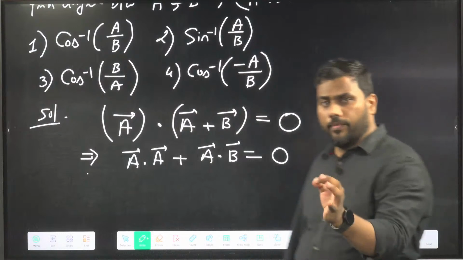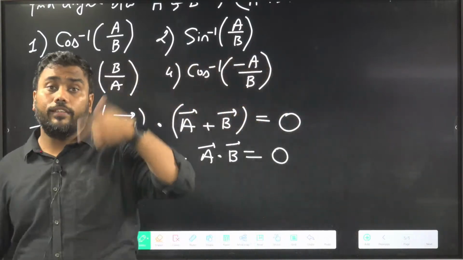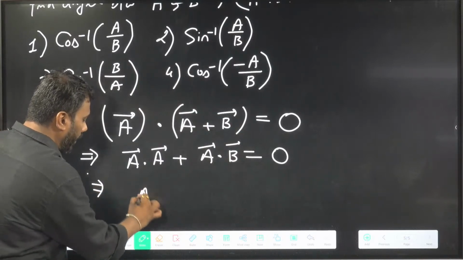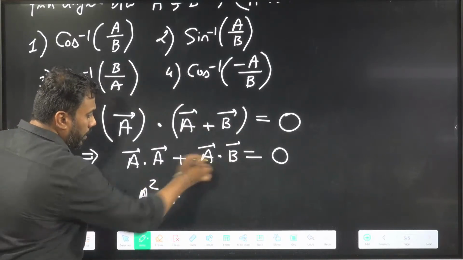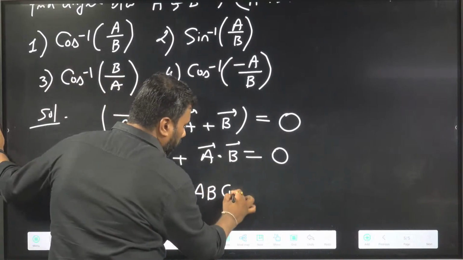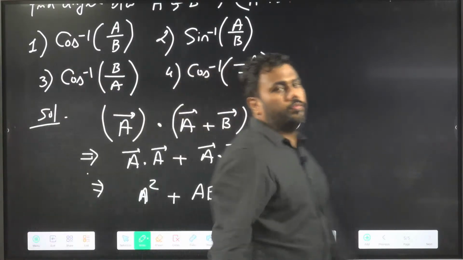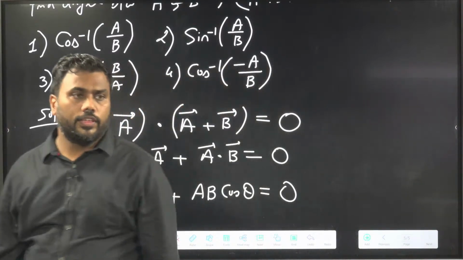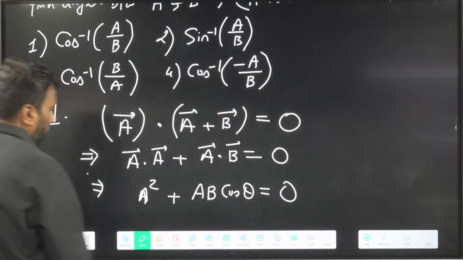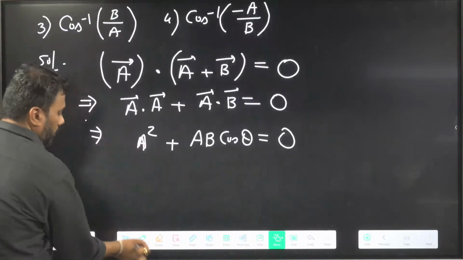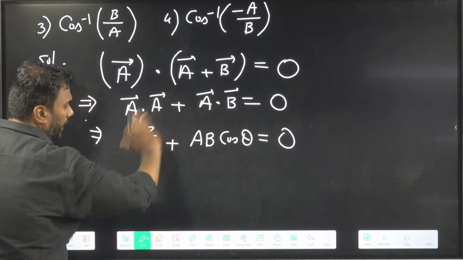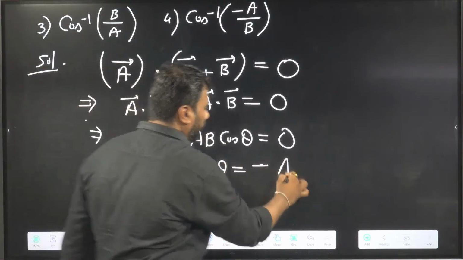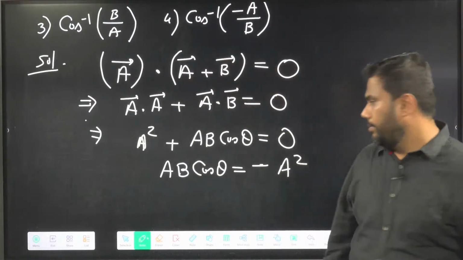What is A dot A? A vector multiplied with itself gives you the square of the magnitude. A dot A is the square of the magnitude of A. It is A square. Plus A dot B is AB cos theta, equal to 0. Now take A square to the other side. So AB cos theta becomes minus A square.